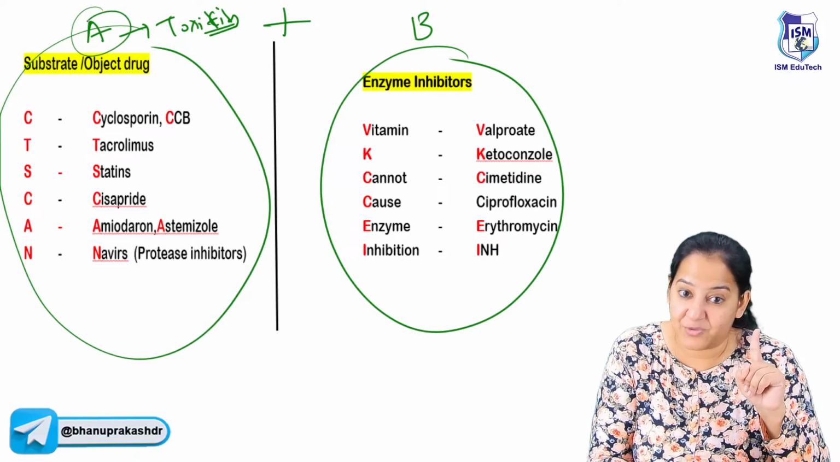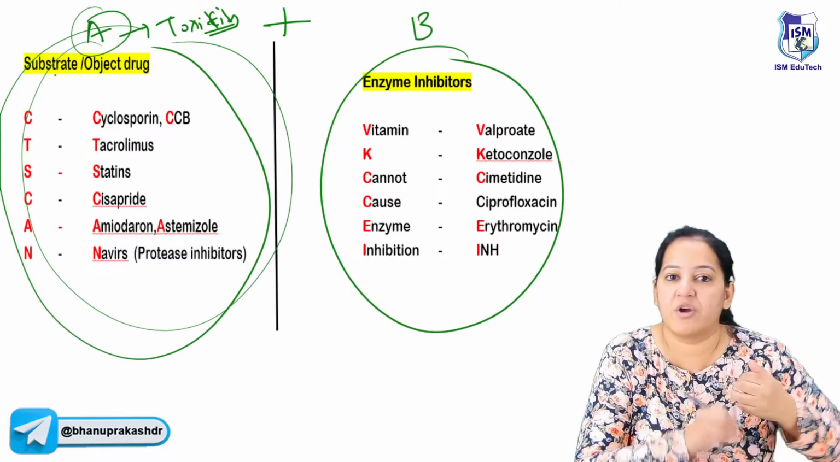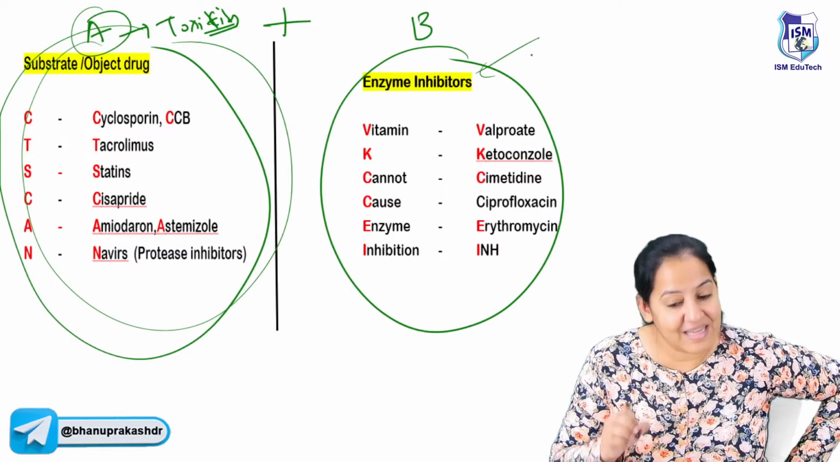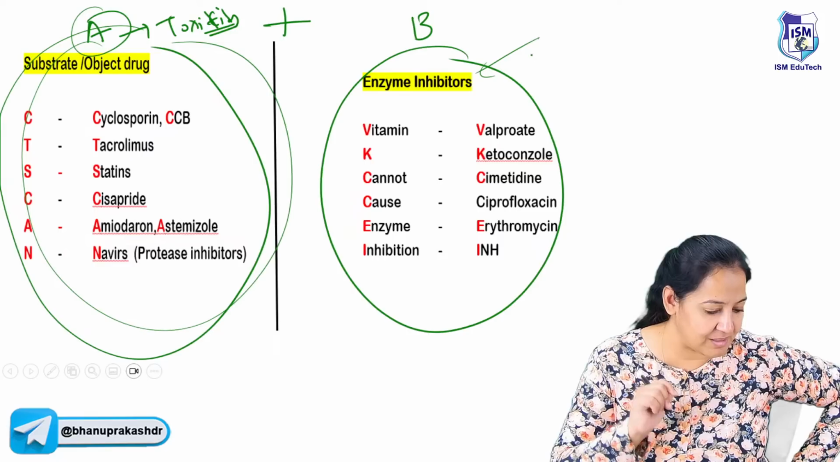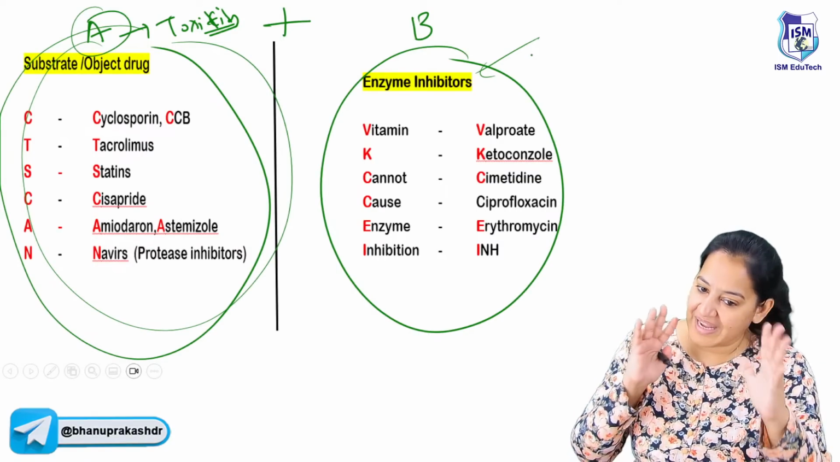Drug A cannot be excreted. It will remain in the blood only. It will remain non-polar only. And the patient will have toxicity of all these drugs, because drug B is an inhibitor drug. How many of you got it? Give me a thumbs up. Got it? So learn the mnemonic of drug A and drug B.